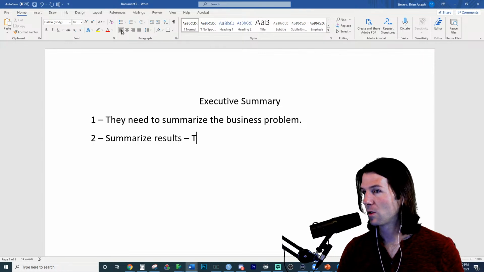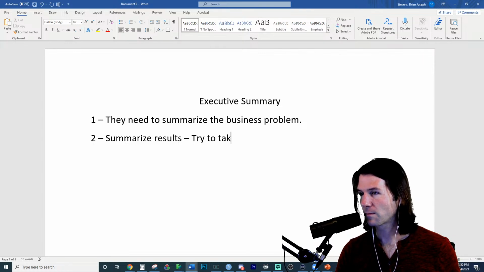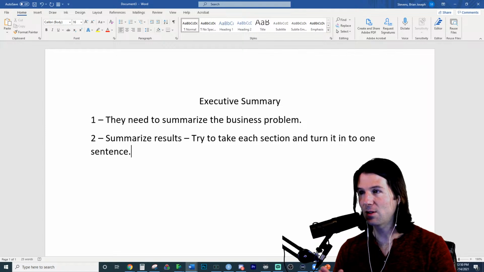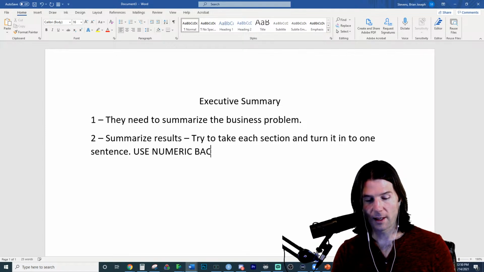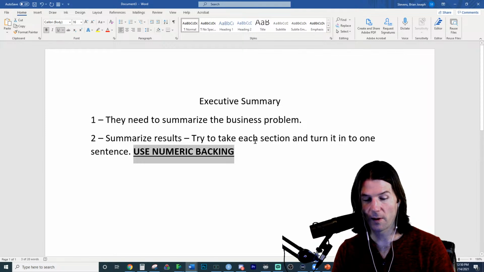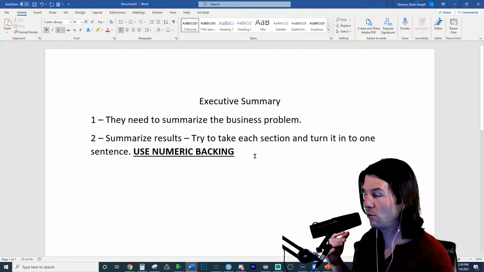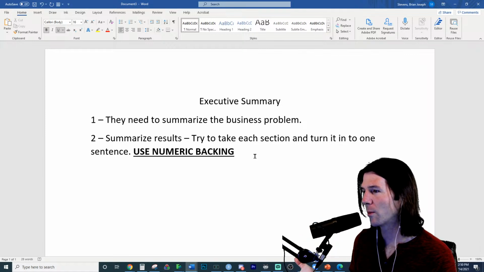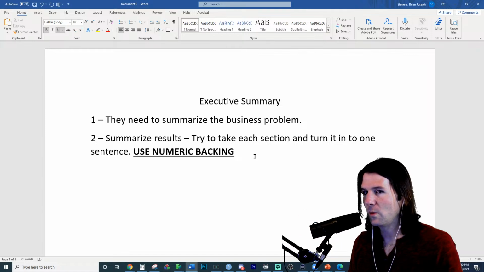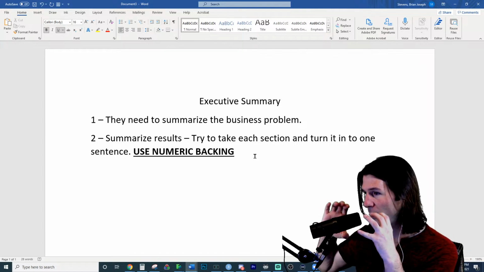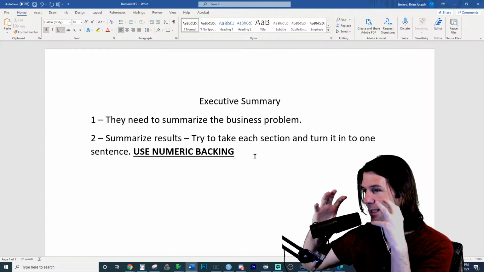Summarize the results. Try to take each section and turn it into one sentence. Use numeric backing. Make sure to say the things that I know I'm going to ask for at the various takeoff points. So you don't want to just copy and paste. If you're doing that, you're just putting the whole report in the executive summary. So you want to take each part and think about how you can condense this down.